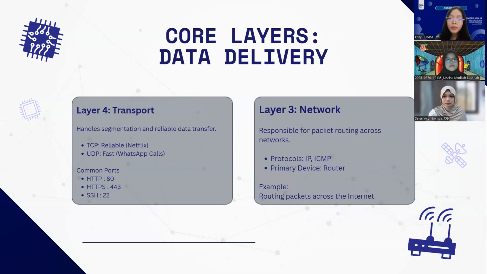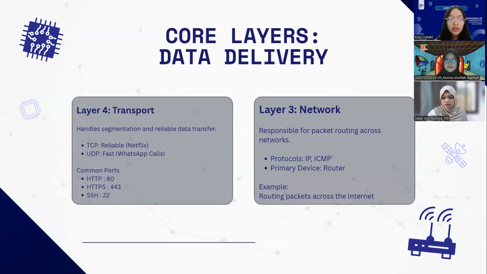So, TCP provides reliable communication by checking whether all data has arrived correctly. This is commonly used for web browsing, file download, and video streaming. And then UDP, on the other hand, focuses on speed rather than reliability, making it suitable for real-time applications such as online gaming or voice or video calls.